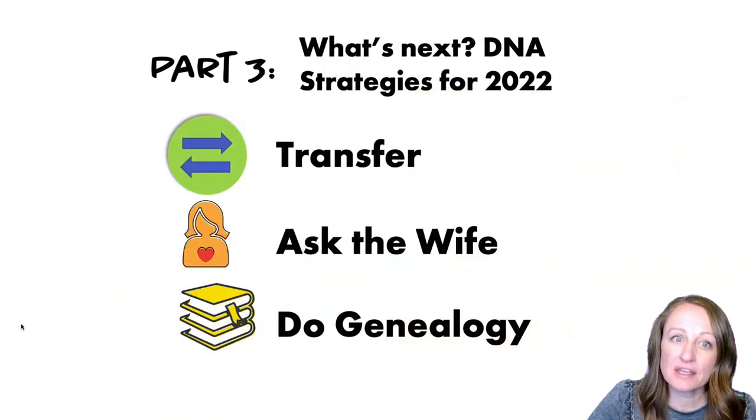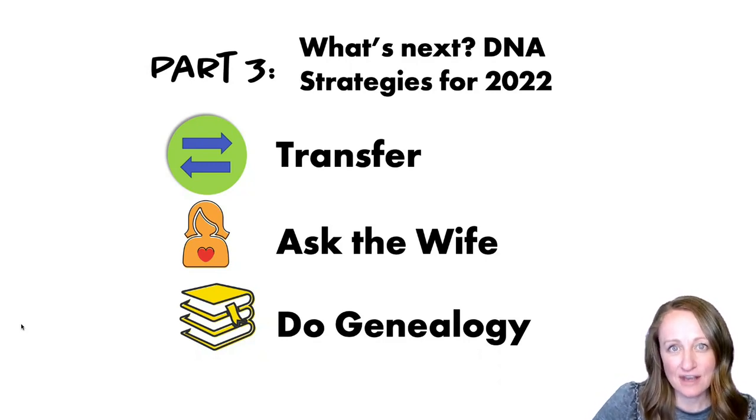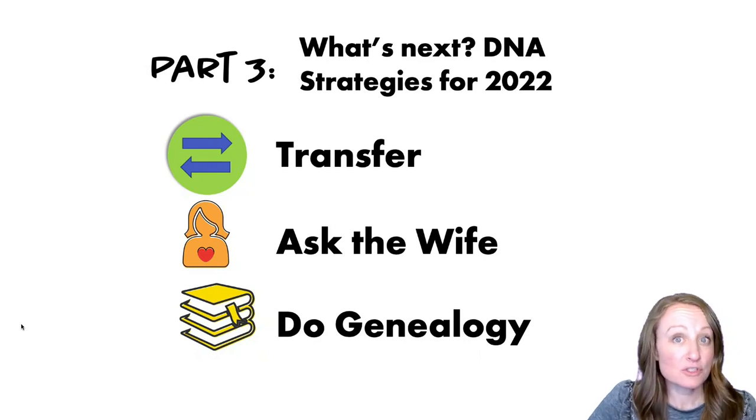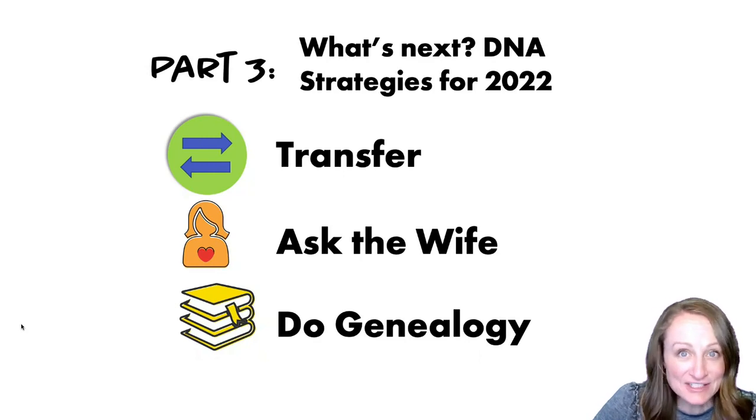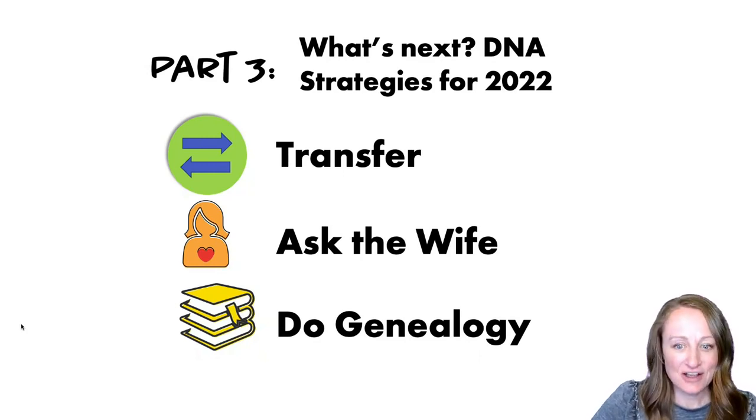So now in Part 3, we're going to talk about some strategies that you'll want to use once you've had a little bit of experience grouping your matches and using that generation of connection idea. You'll want to transfer some of your DNA test results, use the Ask the Wife strategy, and do genealogy.